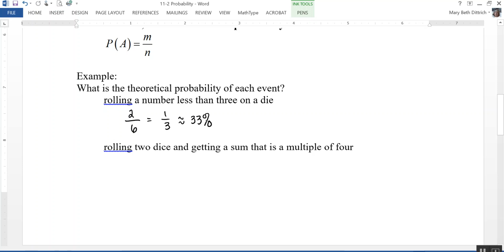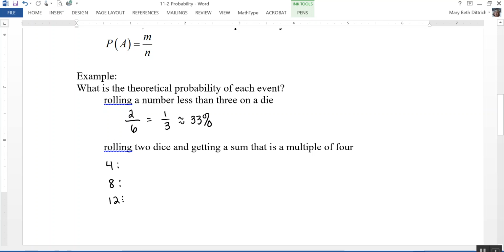What is the theoretical probability of rolling 2 dice and getting a sum that is a multiple of 4? Okay, so I'm rolling 2 dice and I'm adding them up. What is the probability that when I add those 2 numbers, I get a multiple of 4? So the smallest I can get when I roll 2 dice is a 2. 1 plus 1 is 2. The largest I can get is a 12. 6 plus 6 is 12. So the multiples of 4 in there are, I could roll a 4, I could roll an 8, or I could roll a 12.